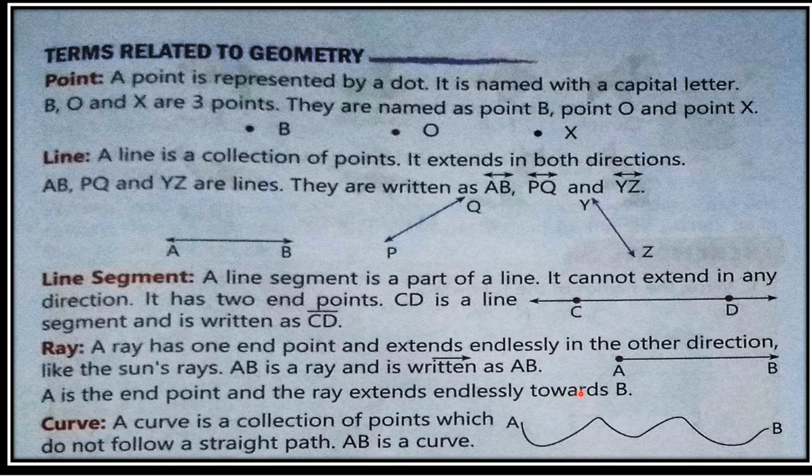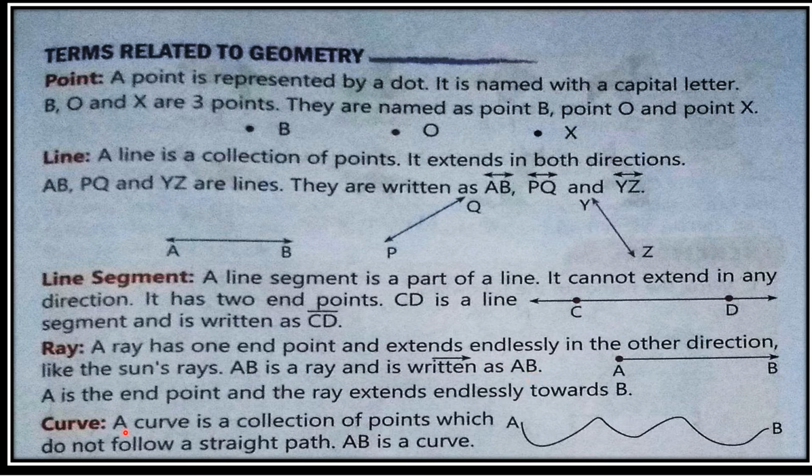In the opposite direction also we can draw, not only this way. Got it, children? Now, like sun rays. We know that the sun rays come from the sun, but where they go we don't know. It means it extends endlessly in the other direction. Got it? AB is a ray and is written in this way.